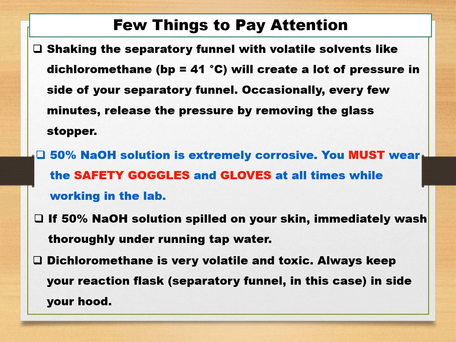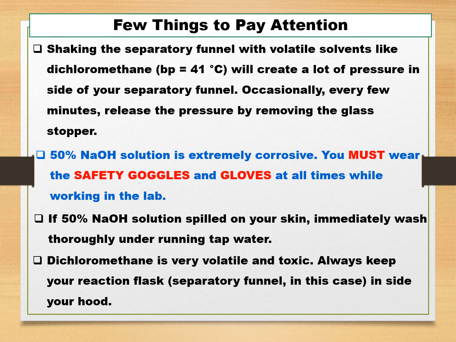So here again we need to repeat so that you emphasize the message. When you do the shaking, please note that dichloromethane is an organic with a boiling point of 41 degrees Celsius, which means it's volatile, and unless you vent it occasionally, you may end up blowing the funnel, and if the funnel blows, you will not be safe. So please pay attention to this.